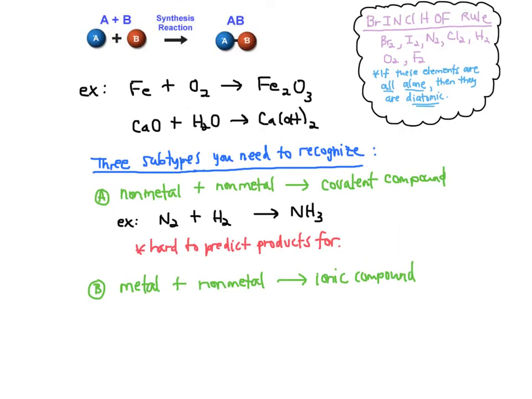All right, the second subtype that you would need to recognize for synthesis reactions are simple reactions where you have a metal and a nonmetal. And of course, you know that a metal, when it bonds to nonmetals, will form ionic compounds. So an example would be the formation of aluminum oxide. So you've got aluminum, which is your metal, and oxygen, which is your nonmetal. And remember Brinkelhoff, that's why O2 is doubled, will produce aluminum oxide.